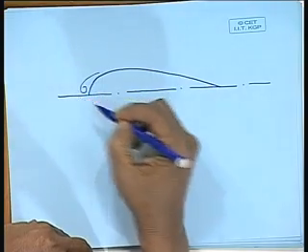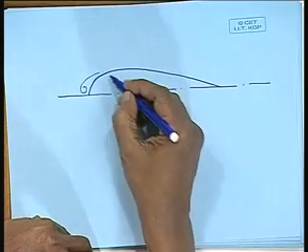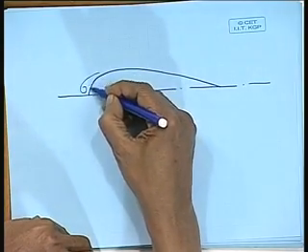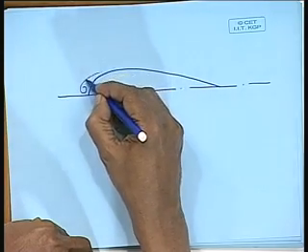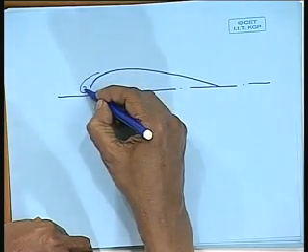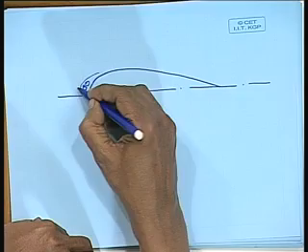Flow will come and go like this. It cannot negotiate the sharp curvature, because there will be large separation. As if the flow is coming like this, it will go further and then form eddies. You will have eddy formations here.